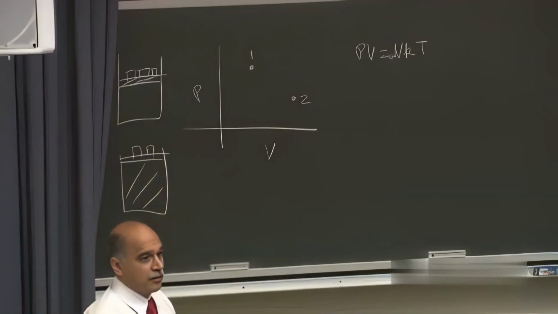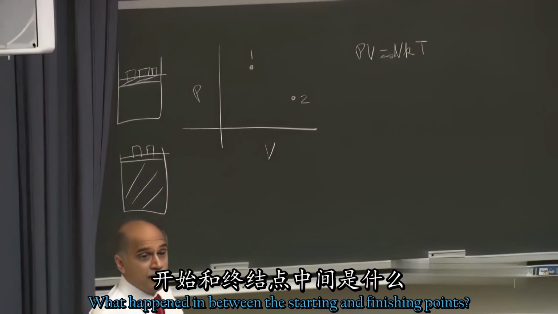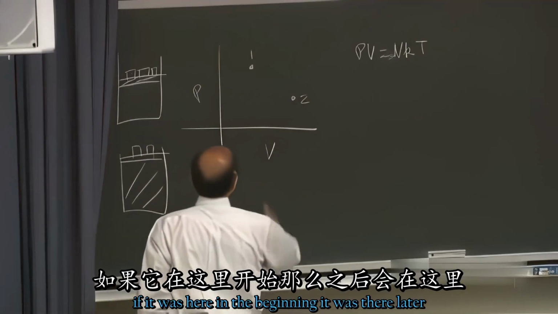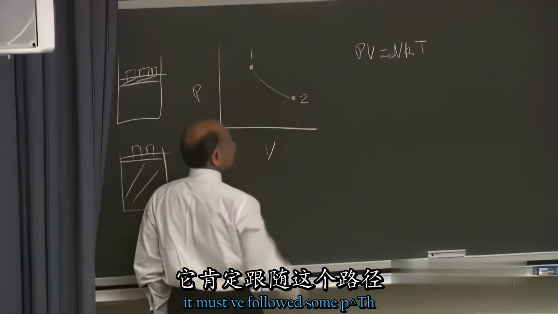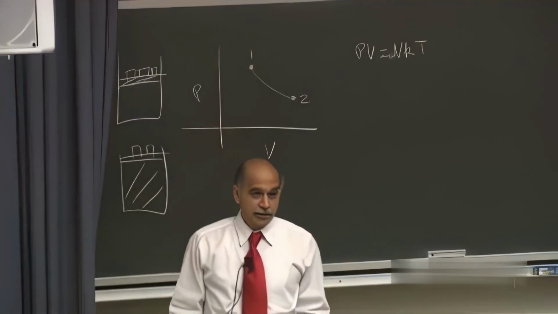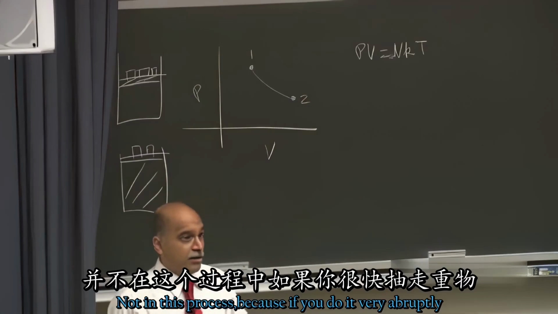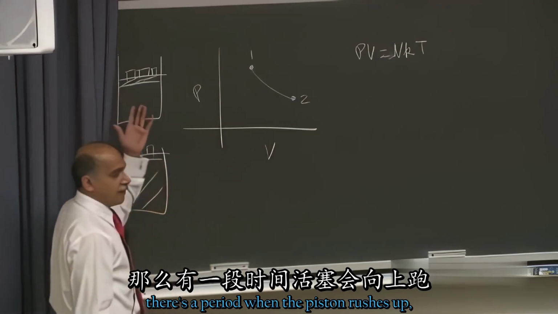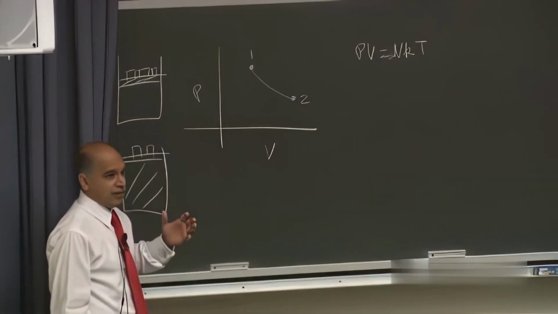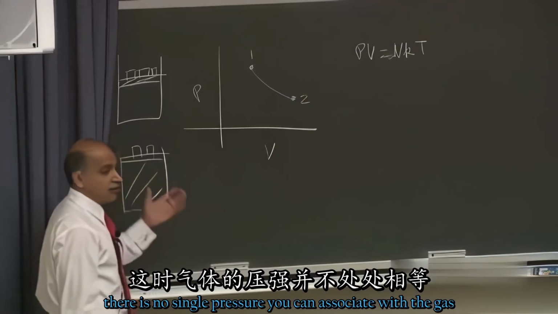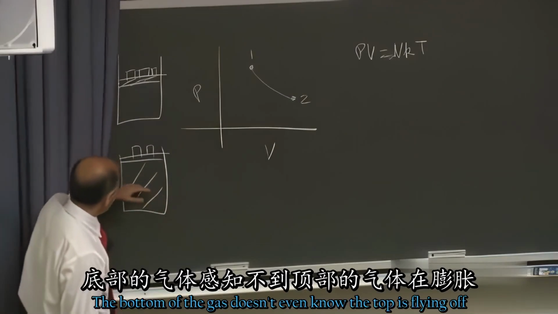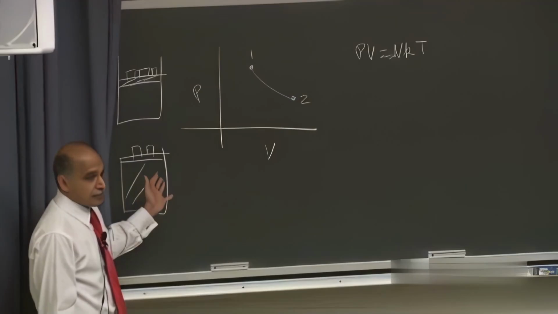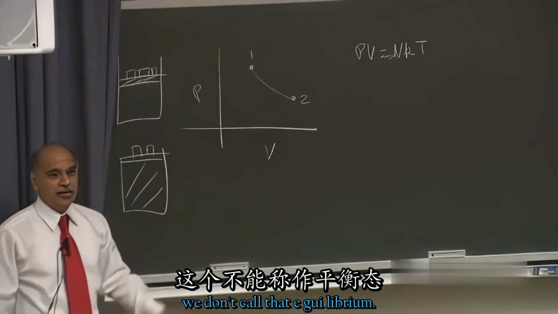What about in between? What happened in between the starting and finishing points? You might say, look, if it was here in the beginning, it was there later, it must have followed some path. Not really. Not in this process, because if you do it very abruptly, by suddenly throwing out 1/3 of the weights, that's a period when the piston rushes up, when the gas is not in equilibrium. By that I mean there is no single pressure you can associate with the gas. The bottom of the gas doesn't even know the top is flying off. It's at the old pressure. And the top of the gas is at low pressure. So different parts of the gas at different pressure, we don't call that equilibrium.